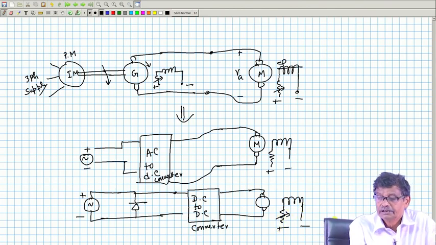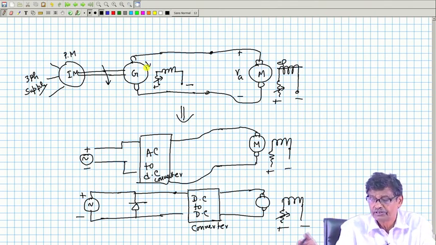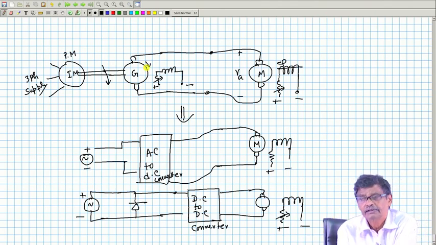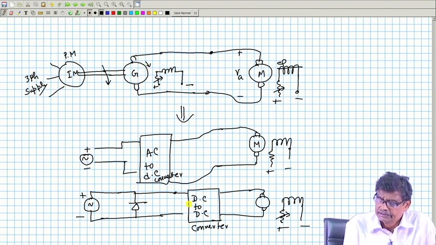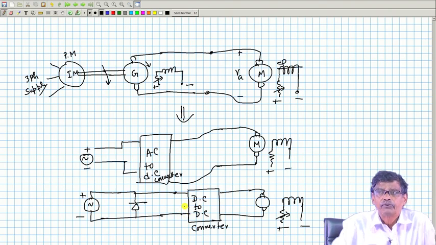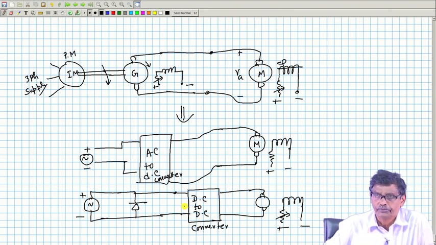That is all. It does not require bulky machines that will occupy space and cost. A small converter will do. That is why DC motors are still in use. And this is how the armature voltage control method can be used.